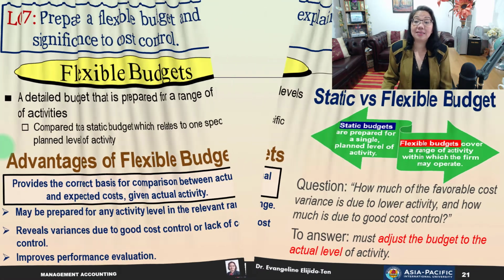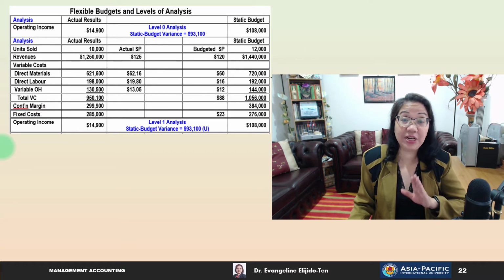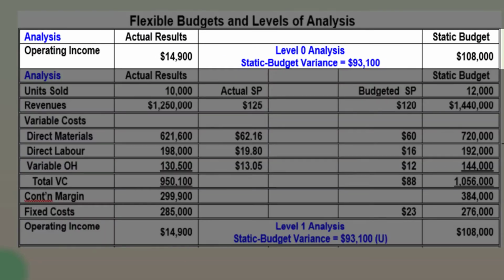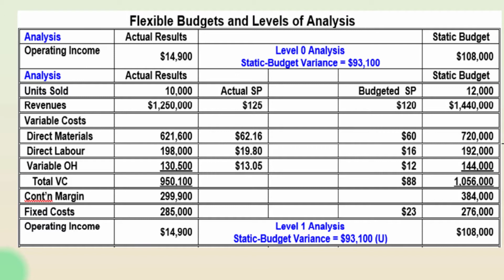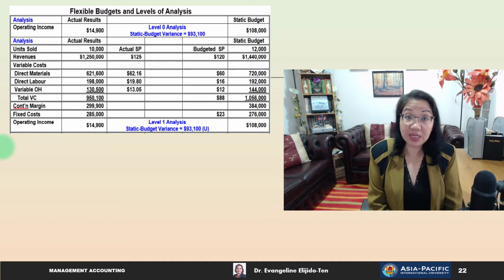All right, so now let us have a look at how flexible budgets are prepared. First, let us look at the different levels of analysis. Notice right at the top there, if we are only comparing the actual operating income versus the static budget operating income, we are conducting here what we refer to as level 0 analysis. So if our actual operating income is $14,900 and the static budget's operating income was $108,000 and we only achieved $14,900, then we will say that we are short by $93,100. Now that sort of comparison or analysis is not very useful because we do not know the reason for not achieving our budgeted operating income.